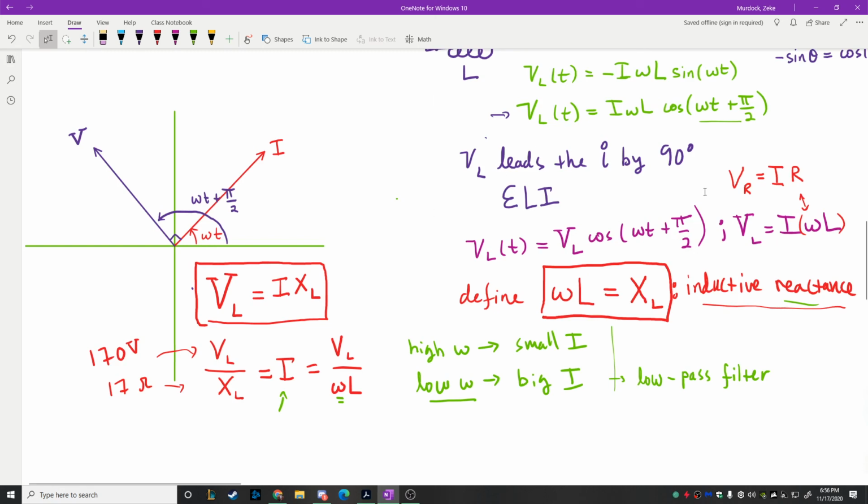So the new thing here was the inductive reactance that we introduced. X sub L is equal to omega times L. So just keep that in mind.